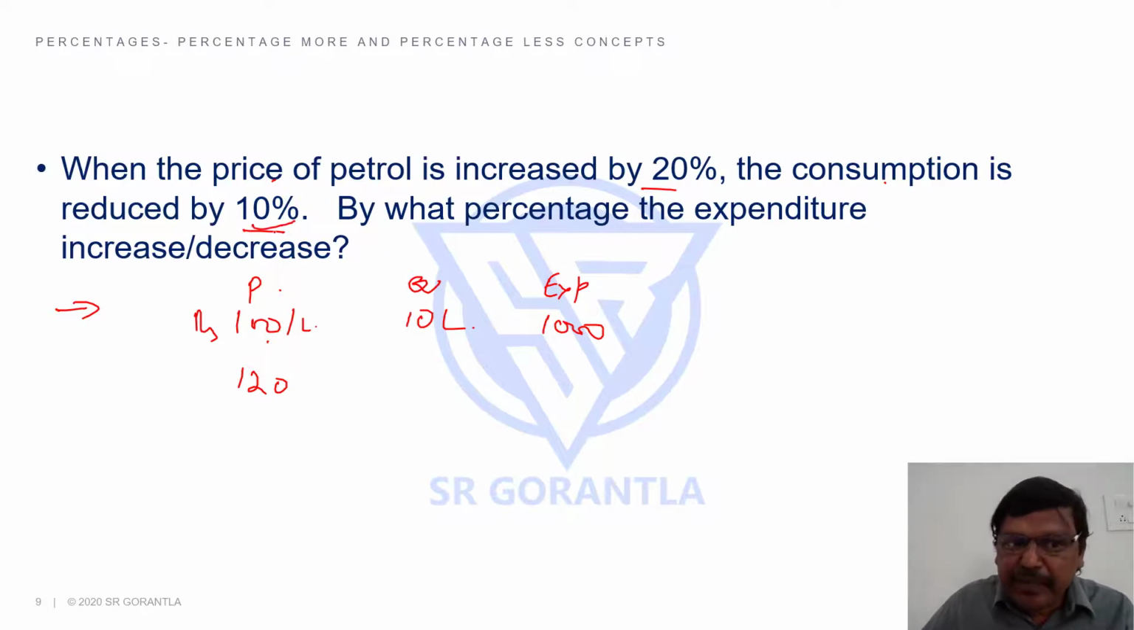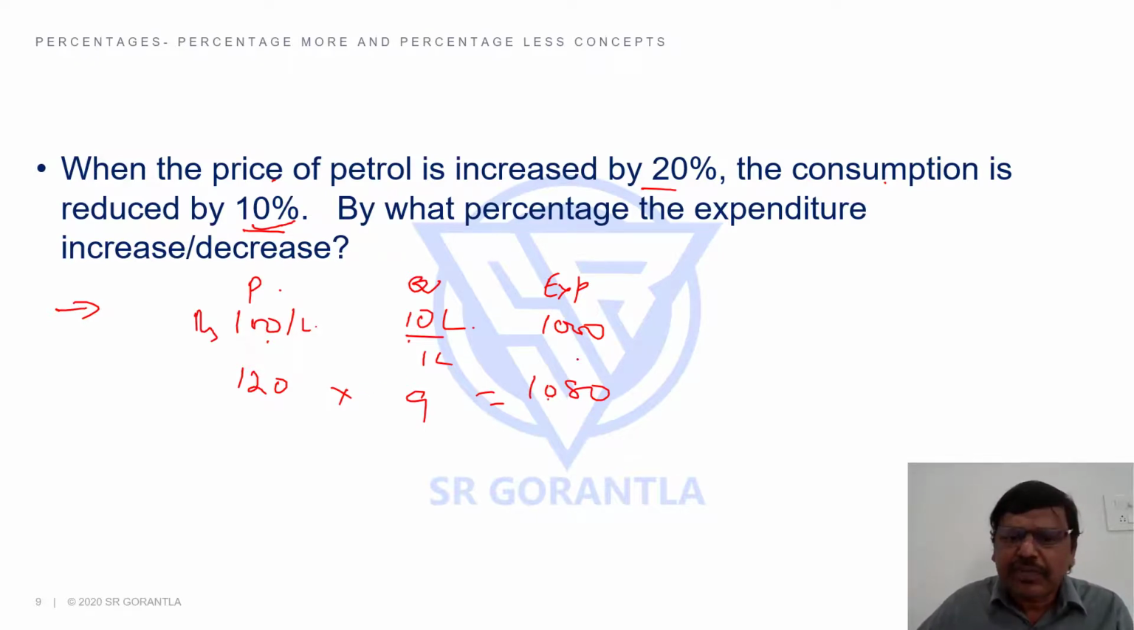Consumption is reduced by 10%. So instead of 10 liters, now it has come down by 10%. What is 10% of 10 liters? 1 liter it has come down. So the new consumption is 9 liters. So what is new expenditure? 120 into 9, 1080.